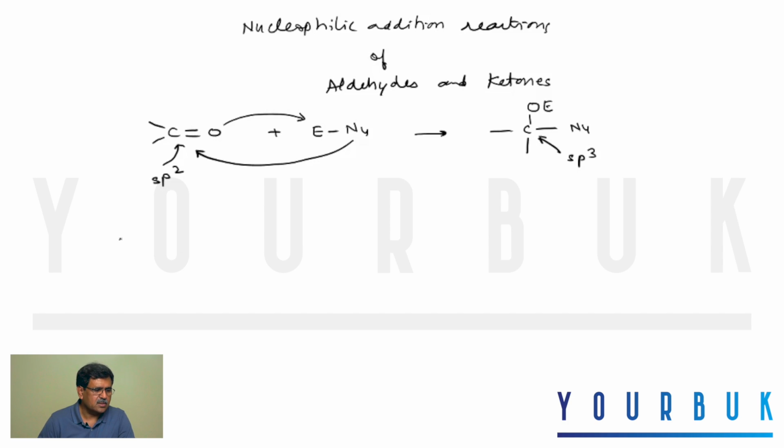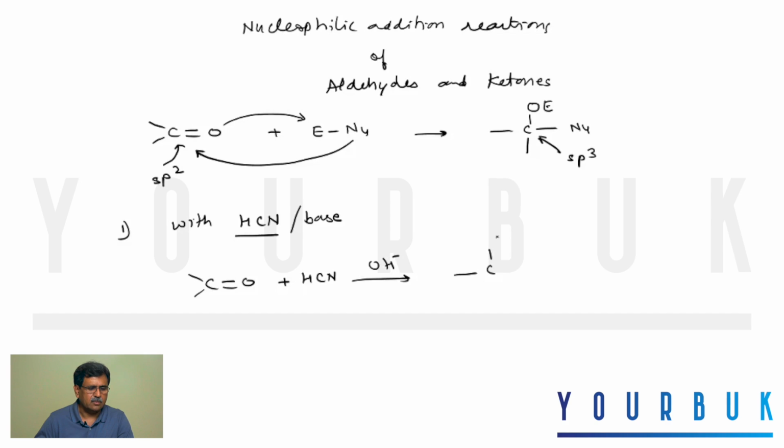Now the first reaction is the reaction with hydrogen cyanide or hydrocyanic acid. This is a weak acid, so it does not give H plus ion very easily. So to remove the H plus ion, we use basic conditions. So we use hydrogen cyanide in the presence of a base. In this case, the CN minus is your nucleophile and H is the positive group, the electrophile. So the carbonyl group of aldehydes and ketones on reaction with hydrogen cyanide in basic medium, OH minus, gives a cyanohydrin.